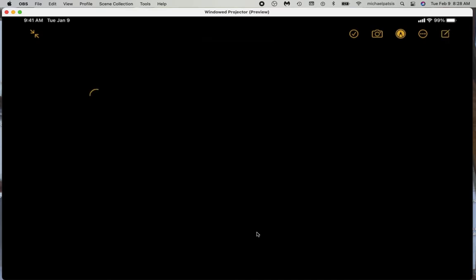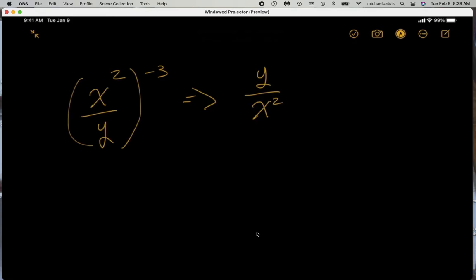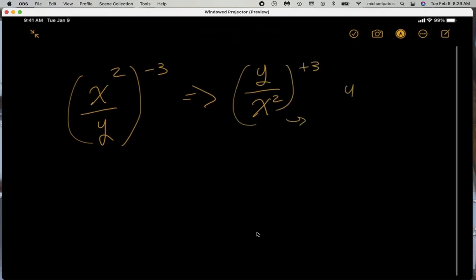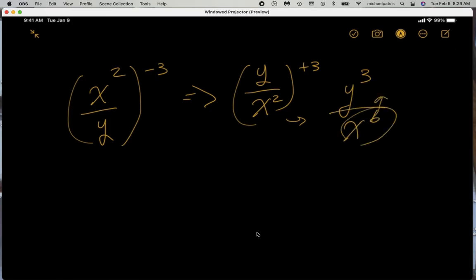How about this one? x squared over y, negative 1/3. Flip it, change it to a positive, apply the power rule to numerator and denominator. If you want, you can toss this up and change that to x to the -6th.